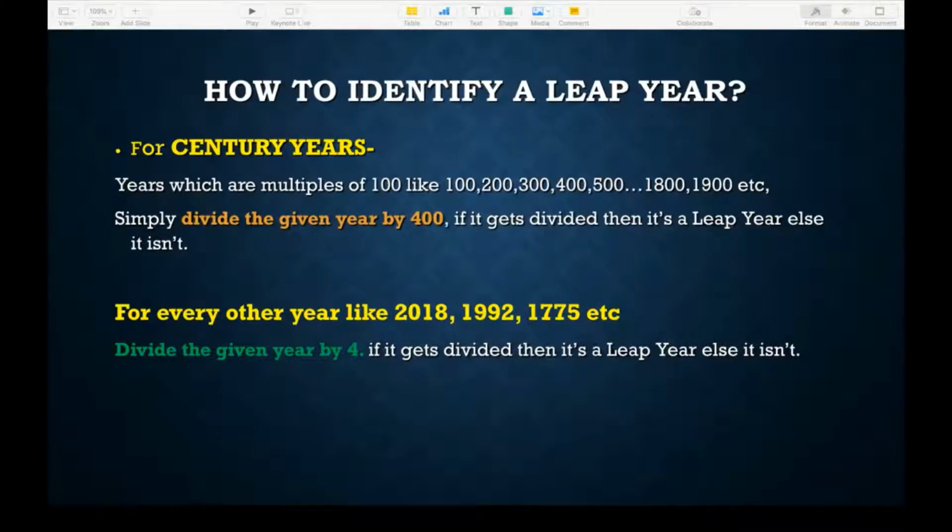And guys, if you remember, in number system we learned the divisibility rule of 4 actually. Do you remember the divisibility rule of 4?